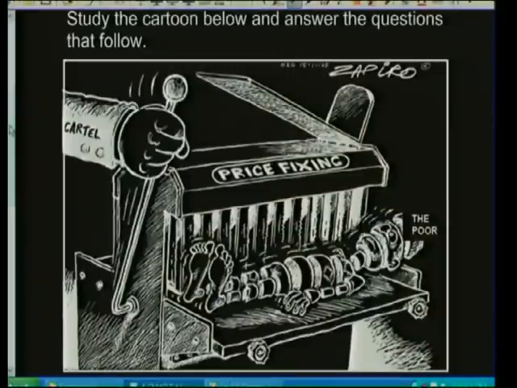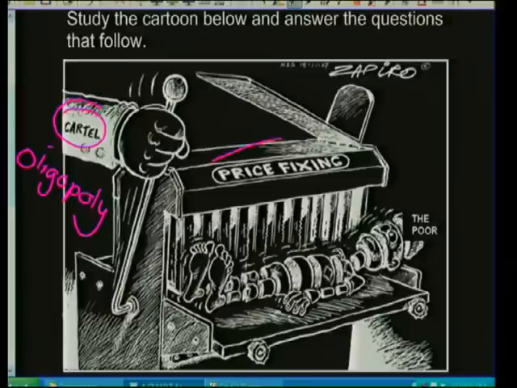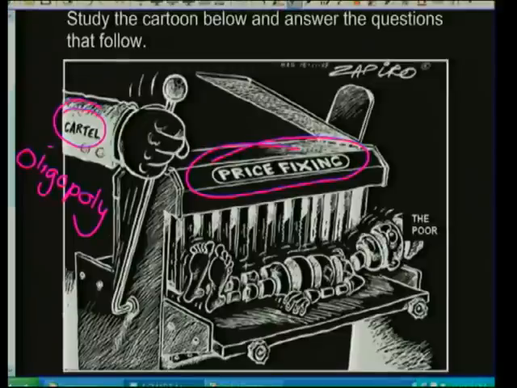When I look at this picture, the first thing I see is a big hand. I see the word cartel. So the first thing that I think of is oligopoly. Then I see price fixing. And I'm sure that you've all heard in the news that some price fixing has been taking place over a number of years in the country, and that the Competition Commission is actually checking up on these people, following up and making them pay fines when they break the law. Price fixing is also something that will happen in an oligopoly.